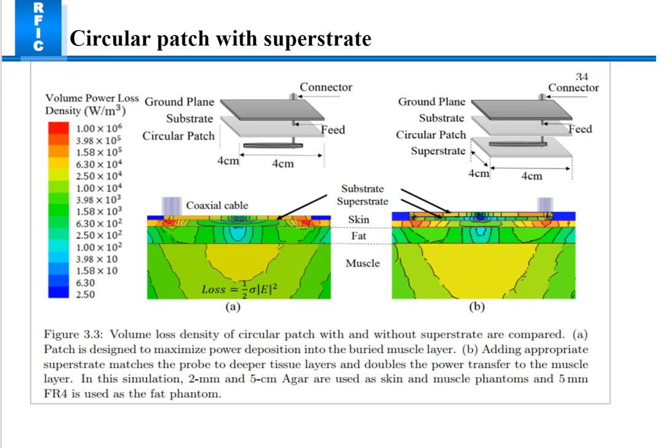You can see in this there are both figure A and B. They had used volume with and without patch also, and I'm going to explain the first figure first. The patch is designed to maximize power absorption into a buried muscle layer, and in section B of this figure, adding an appropriate substrate matches the probe to the deeper tissue layer and doubles the power transfer to the muscle layer.